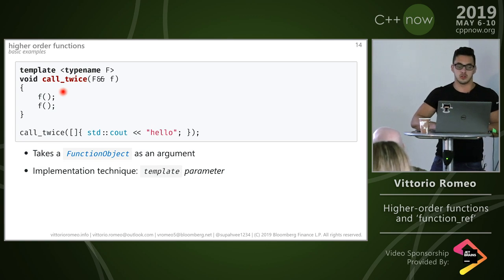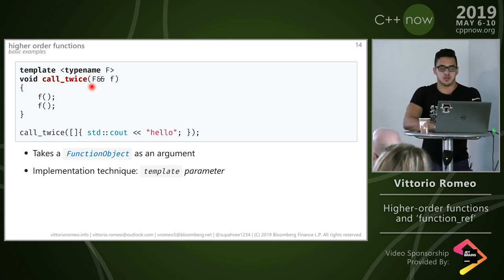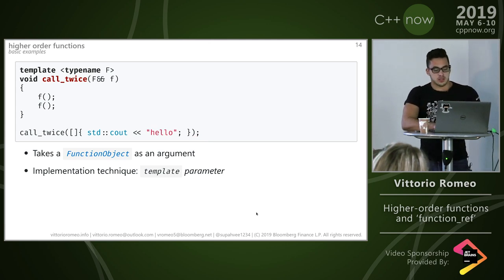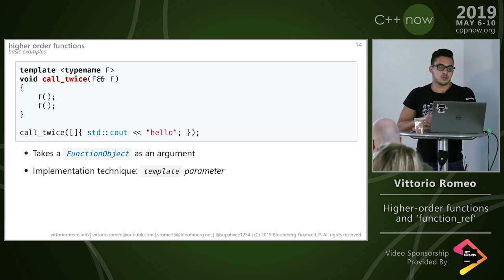We have a function called callTwice, and we accept some sort of callable object f by forwarding reference, and then we invoke it twice in the body of the function. And then we can call this callTwice abstraction, for example, with a lambda over here that prints out hello, and the result of this code will be hello, hello printed out to stdout. So in this example, we take in a function object as an argument. We could extend this to any callable if we use std::invoke. And for this particular use case, I'm using a template parameter, but I could also use something like std::function or function pointers, depending on what I want to do. So this is an example of the first kind.